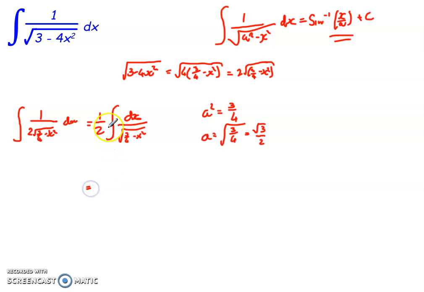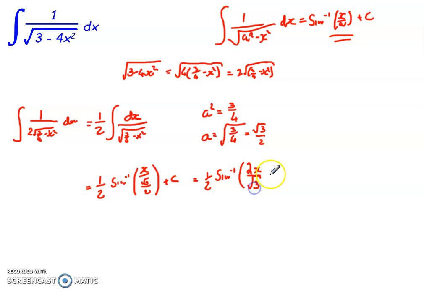Now that I've got my a, I can just use the standard form here. The only thing I have to remember is I've got a half here multiplying the integral. So I'm going to get a half times the solution here, which is then given by sine minus 1 of x divided by a, so x over root 3 over 2, plus c. So if we sort what's in here, what I'll end up with is a half sine minus 1 of 2x over root 3, close the bracket, plus c.